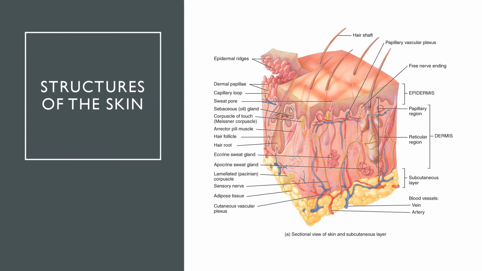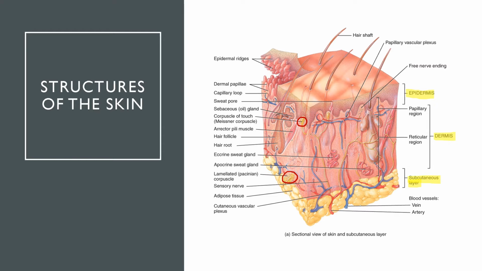So here we have a nice sectional view of the skin and subcutaneous layer. We can see this epidermal layer at the top here, this much thicker dermal layer, and then at the bottom here, this subcutaneous layer. Now we can also see that most of our accessory organs are going to lie within the dermal layer. Sensory organs like the corpuscle of touch here, the Pacinian corpuscle, which is down here. These are sensory receptors within the dermis.